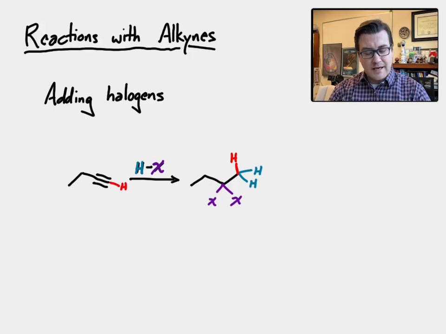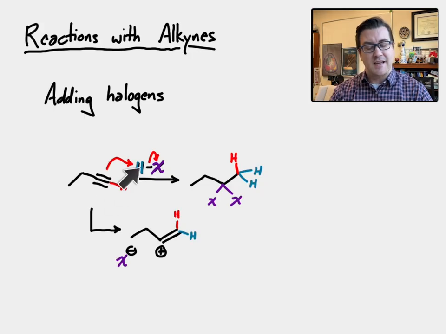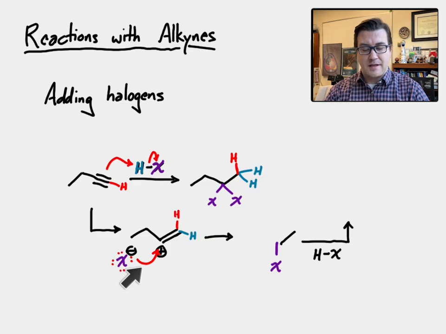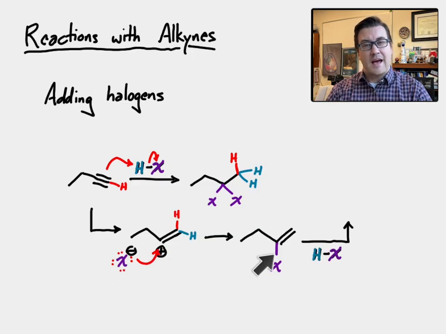Just like with alkenes, the first thing the alkyne does is react with the proton of the acid. So the alkyne acts as a nucleophile. The electrons in that pi bond act as a nucleophile, and it generates a carbocation. Now this carbocation is not very stable, but it is the most stable possible because it is the most substituted carbocation. So the halogen then reacts with the carbocation to give you this alkene halogen product.